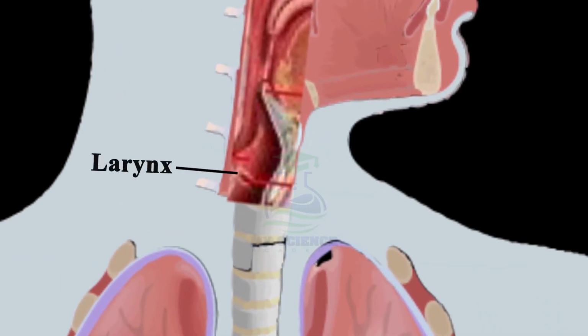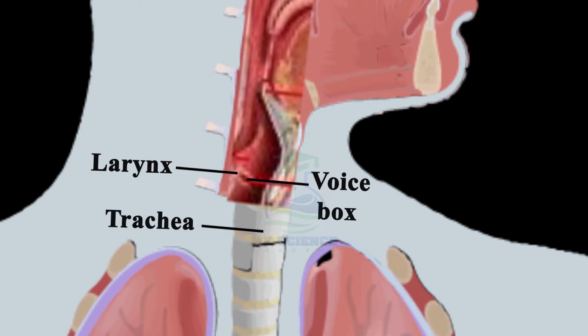Larynx is a box made up of cartilage. It is also called voice box. It is present between pharynx and trachea, and it is responsible for the production of voice in humans.